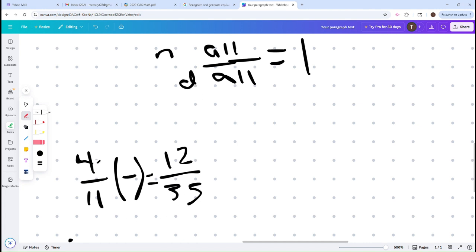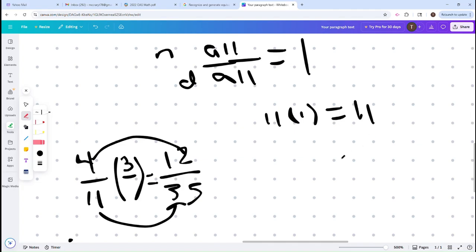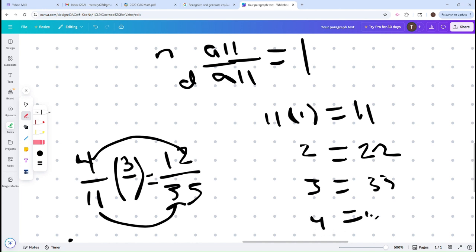So, is there something we could multiply 4 by to equal 12? Well, I believe that would be 3. 4 times 3 is 12. Is there something you can multiply 11 by to equal 35? Well, let's see. 11 times 1 is 11. Times 2 is 22. Times 3 is 33. Makes sense, right? And times 4 is 44, but we're out of bounds here.